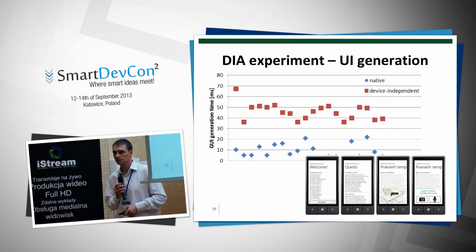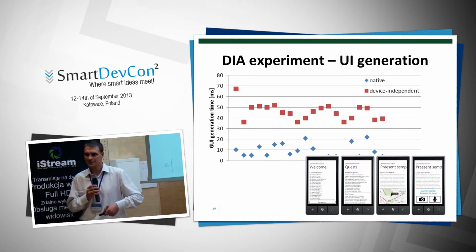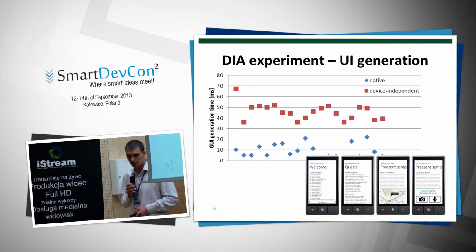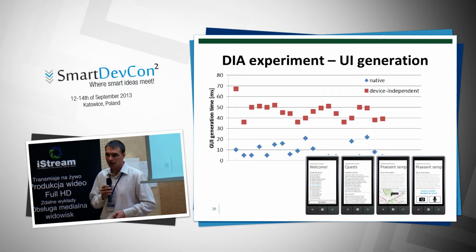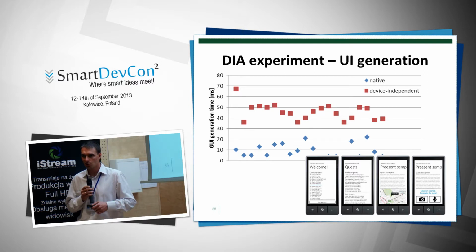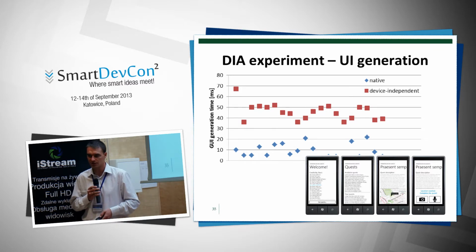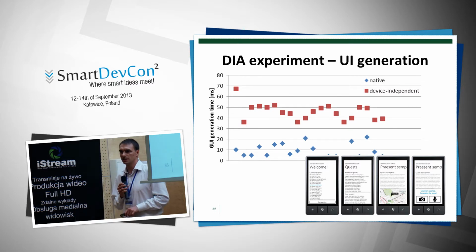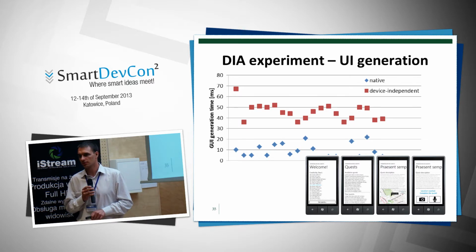And the times that were seen from the user perspective to get the response after some interaction, you have on the chart. Native ones are the blue ones, device-independent ones are the red ones. It was 7 to 8 times slower to generate the UI on the server side and send it back to the device for presentation. But still, it is under 100 milliseconds. So it is almost indistinguishable for a user.